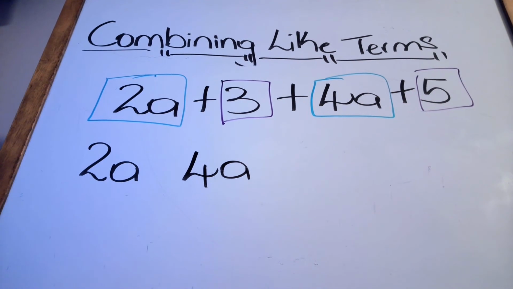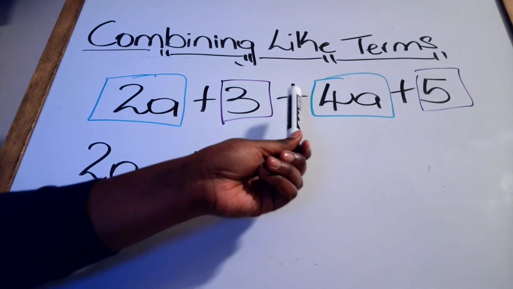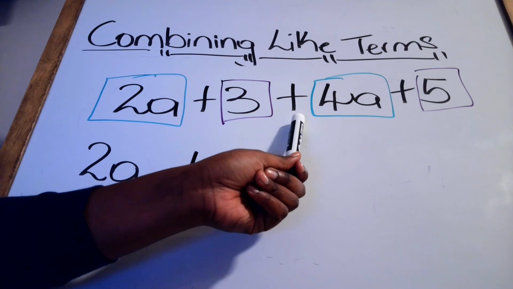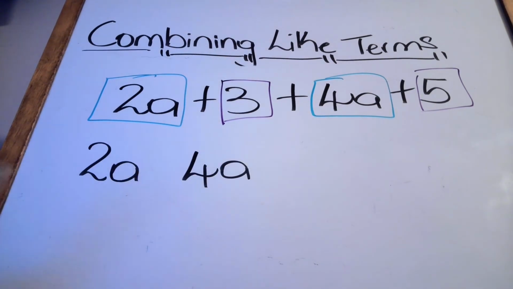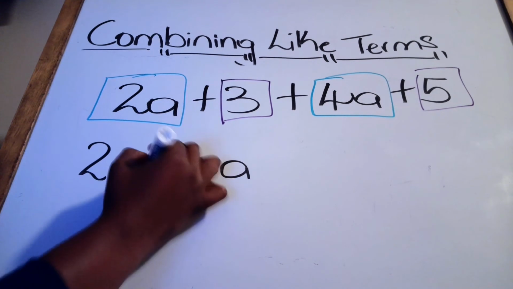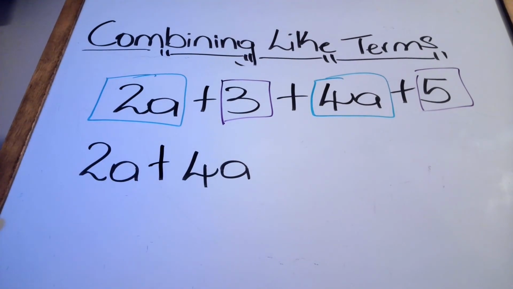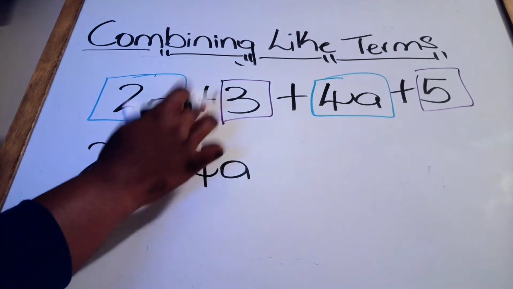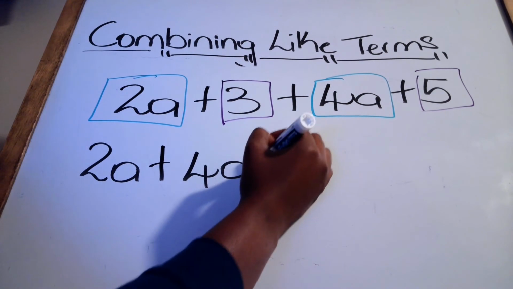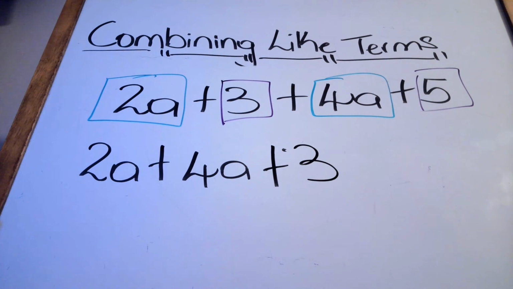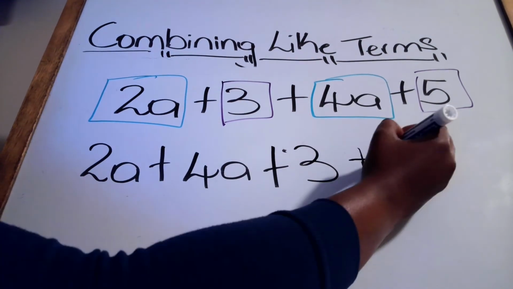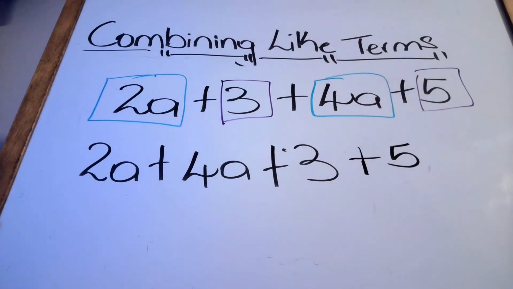When you're grouping them, please pay attention to the sign that is before the number. So 4a is positive. When you group them, it must remain positive. Do not change the sign. We have 3, the sign before the 3 is positive, that remains positive. The sign before the 5 is positive, it remains positive.